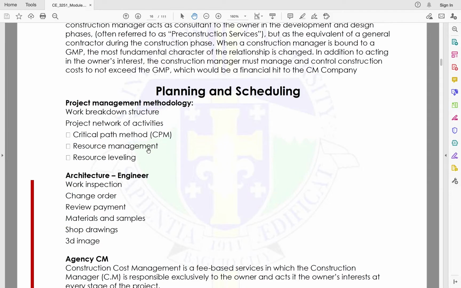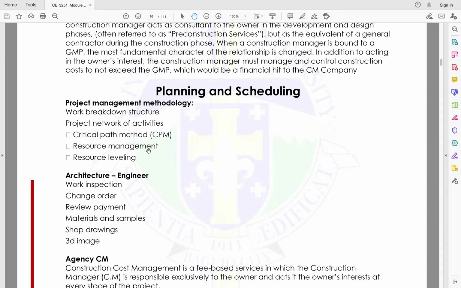Pero yun nga, hindi natin dapat orderin lahat ng materials for the project at once. Okay? Una, hindi siya practical. Bakit? Kasi baka masira yung ating materials due to wear and tear if we do not have proper storage facility. Pangalawa, pwedeng magkaroon ng nakawan.